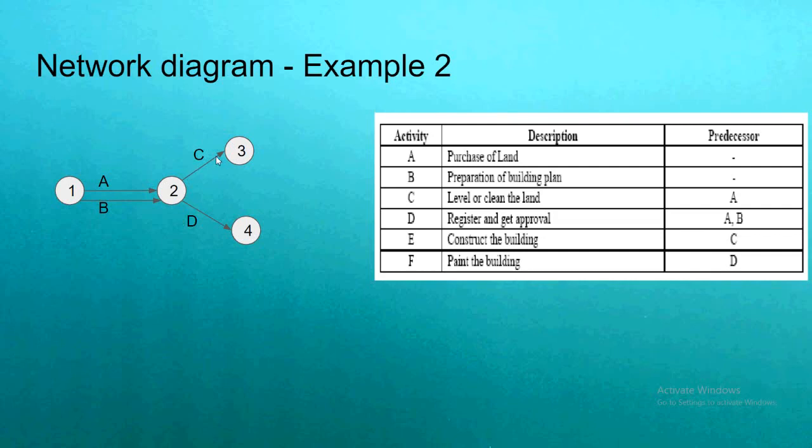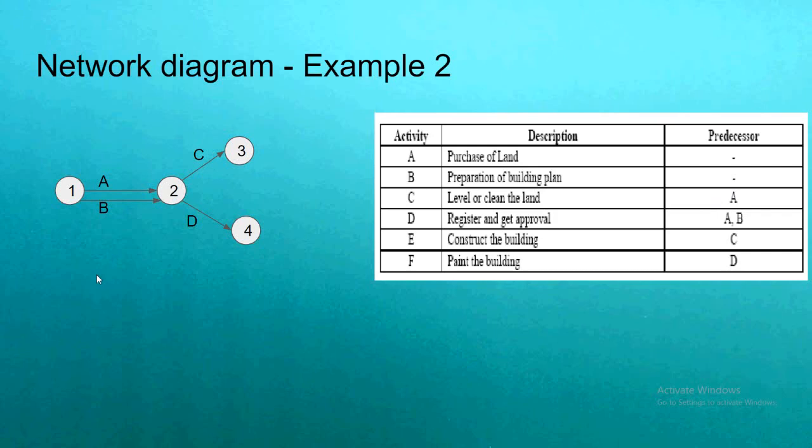But if you look at C, it indicates that A and B are completed and C is started. But what is the requirement? The requirement is for starting C, A alone should be completed. It doesn't talk about B. But the diagram says that both A and B should be completed to start C. So this is an error in the diagram.